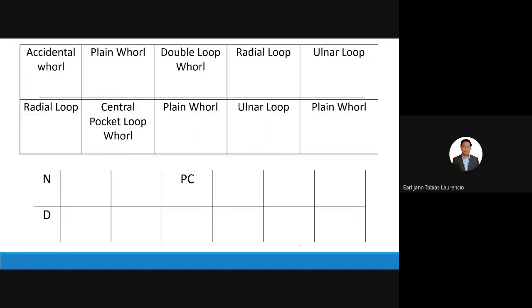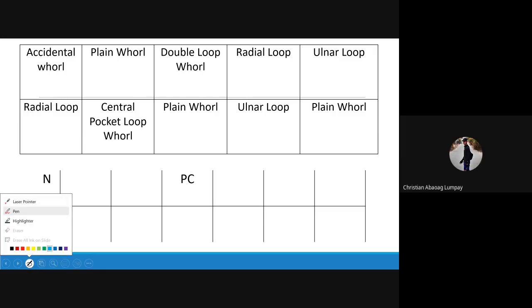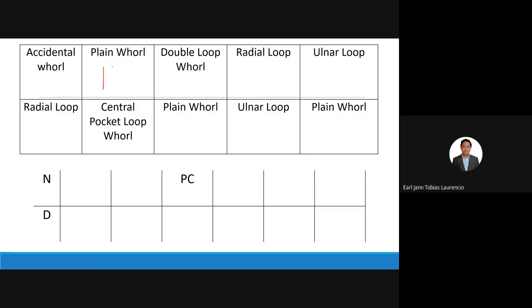Another example. Okay? Sino ang gustong sumagot? Meron? Sige. Kunin mo yung numerator. Yung sa plain whorl, sir, 16. Ikaw kung anong trip mo. Sige. Tapos radial loop, sir, 0. Okay. Tapos radial loop din, sir, 0. Tapos sa plain whorl, sir, 2.